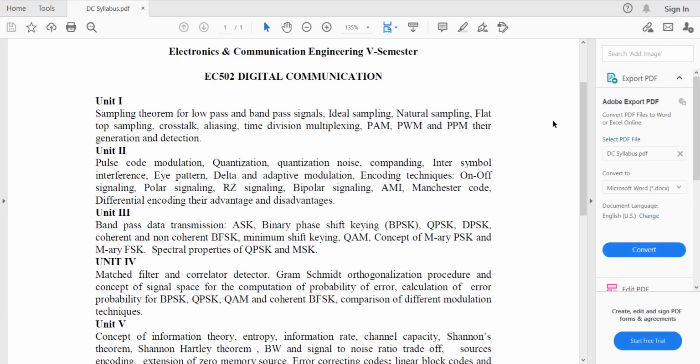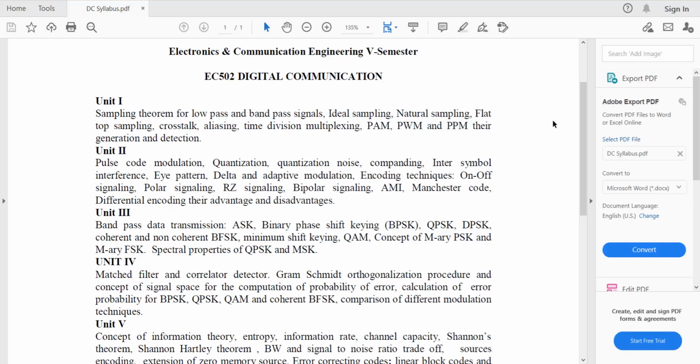Okay, then comes delta and adaptive delta modulation. So these are basically extensions of pulse code modulation. Pulse code modulation is extended to differential pulse code modulation. Then that is extended to delta modulation, and the delta modulation is extended to adaptive delta modulation. We'll go through all these and see what all differences are there in between them.